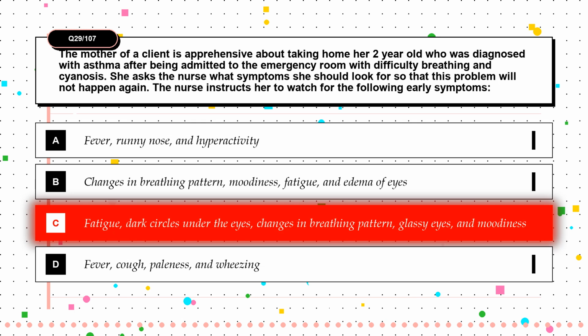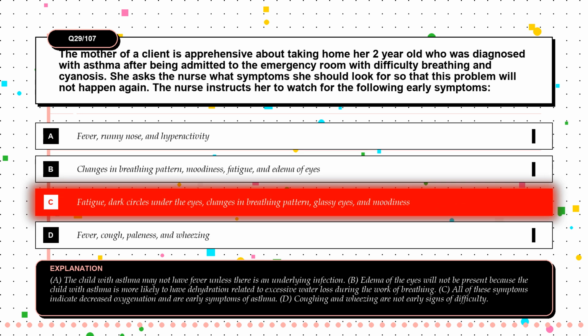The correct answer is option C. Fatigue, dark circles under the eyes, changes in breathing pattern, glassy eyes, and moodiness. The child with asthma may not have fever unless there is an underlying infection. The edema of the eyes will not be present because the child with asthma is more likely to have dehydration related to excessive water loss during the work of breathing.